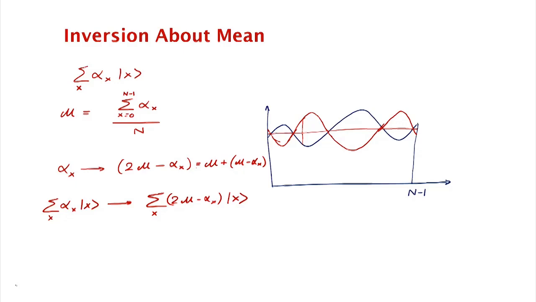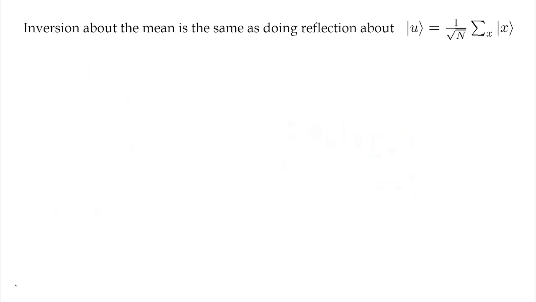Okay, so now let's try to understand how we carry out this inversion about the mean. It turns out there are two ways of looking at this. We'll do this very concretely, but here's one way to think about it abstractly. This may not make sense to you right now, but let me just say it. It's a nice, simple fact. So doing an inversion about the mean is the same thing as looking at our quantum state psi, which is sum alpha x x, and this state U, which is a uniform superposition over all x.